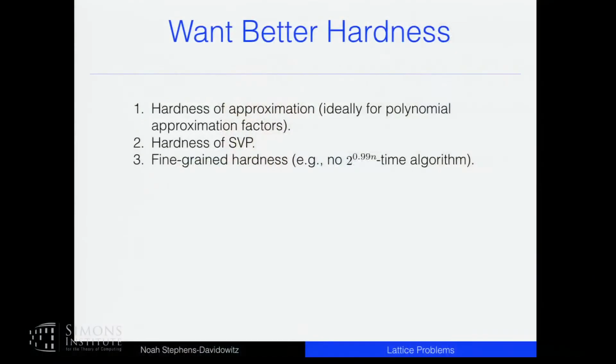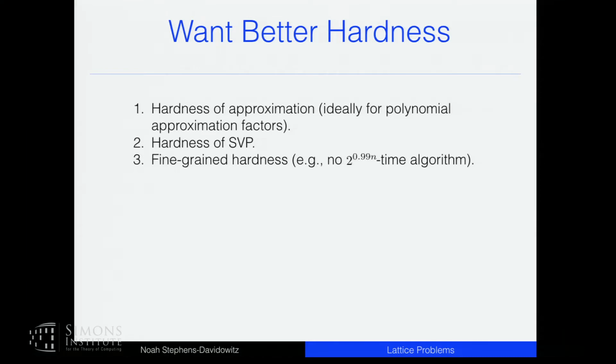But this result, I mean, it's beautiful. It could have been proven by Karp, but it leaves some things to be desired. One problem with it is it doesn't give us hardness of approximation, and it doesn't seem plausible that you could modify it in some simple way to get hardness of approximation. Ideally, we'd like to prove hardness of approximation for polynomial approximation factors. I won't succeed at that today. It also only works for CVP. We'd like to prove hardness of SVP, and it doesn't give us fine-grained hardness.